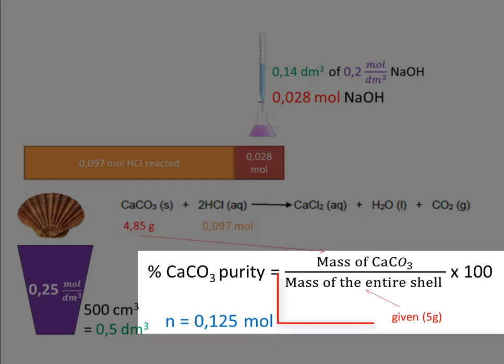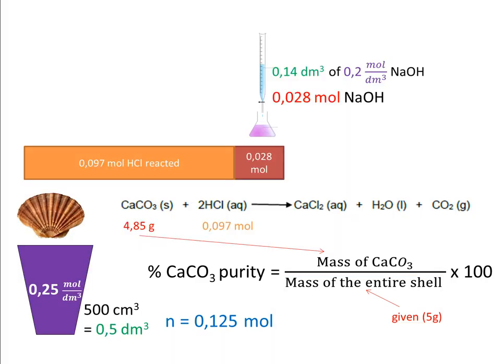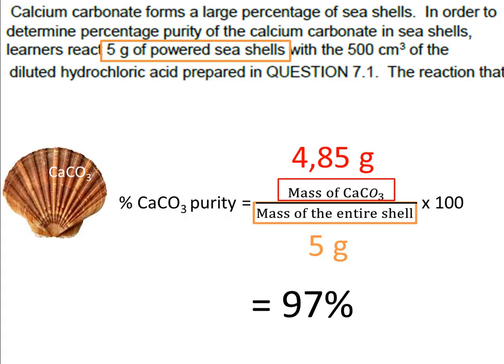We were given the mass of the whole shell sample in the question, so from all of this, we can then calculate the percentage calcium carbonate purity of the shell sample.